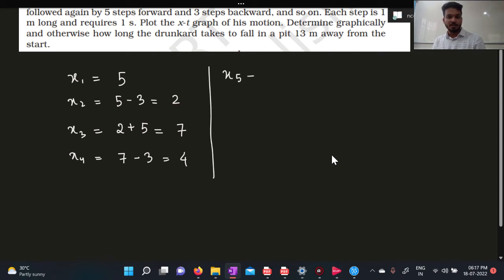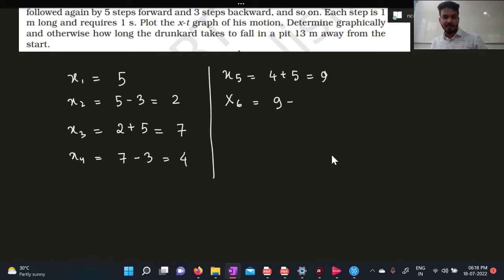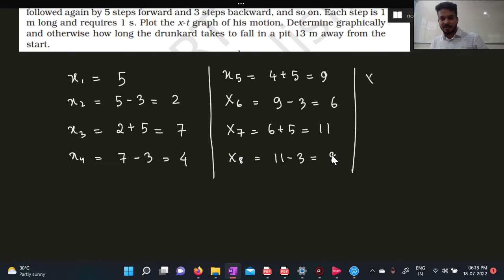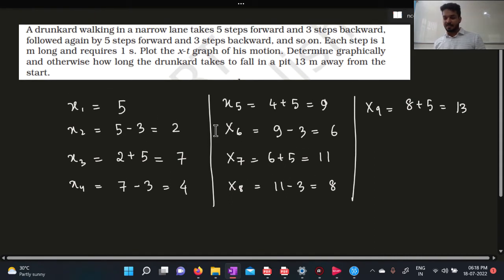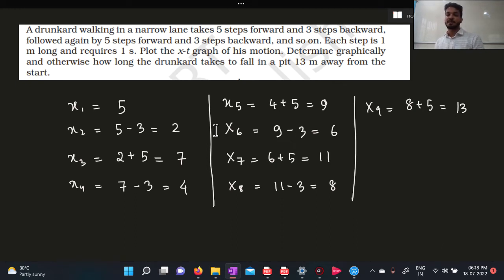Okay, x5 would be 4 plus 5, which is 9, right? And x6, the sixth iteration of this step, will be 9 minus 3, which is 6. So x7 would be 6 plus 5, 11. And x8, the 8th iteration here, will be 11 minus 3, equal to 8. Okay, so the next, x9, would be 8 plus 5, which is 13. And this is where he falls into the pit, because if you read the question completely, it says the drunkard is going to fall in a pit which is 13 meters away.